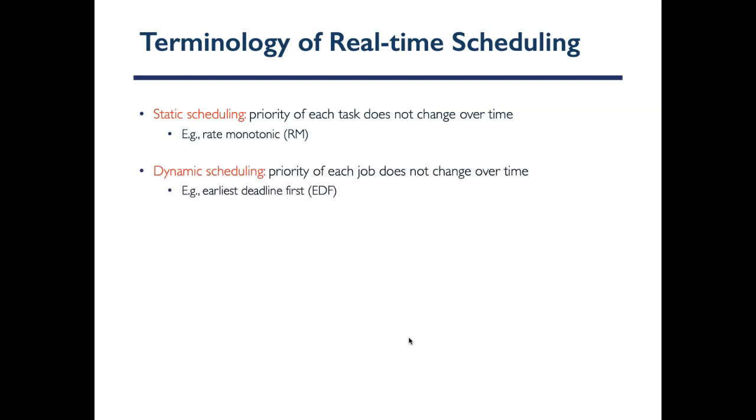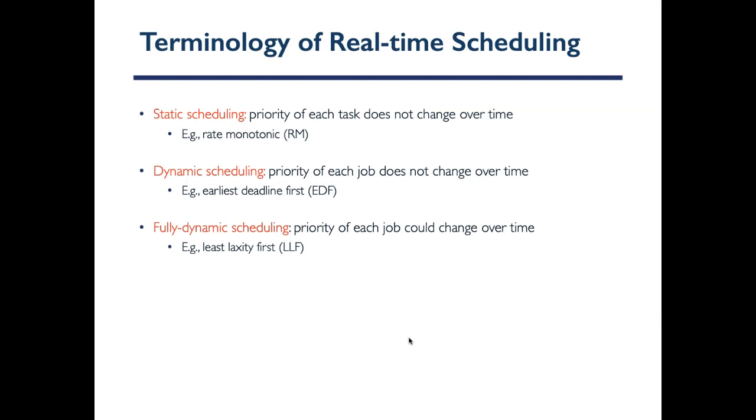Then you have dynamic schedulers. Dynamic schedulers, instead of giving priority to each task, give priority to each job, and the priority of a job never changes. But as you can see, because tasks have jobs that are arriving over time, a single task could get different priorities because its jobs are getting different priorities. But each individual job, whenever it's assigned a priority, that priority never changes. And an example of this is earliest deadline first, which we'll talk about.